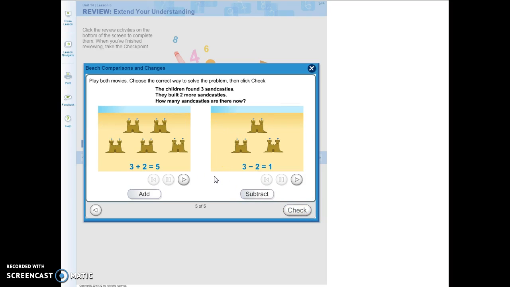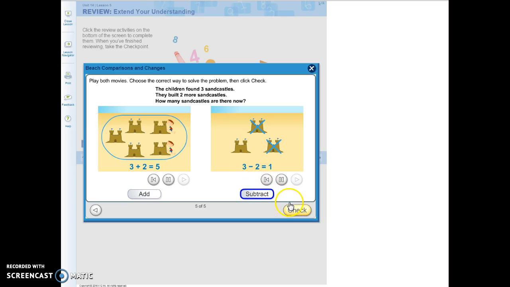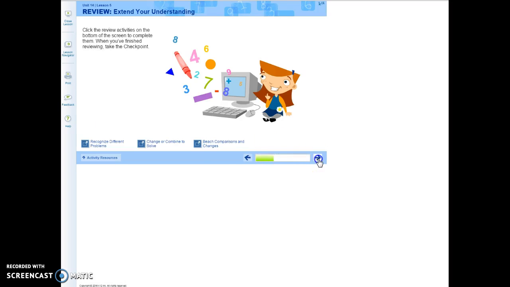Way to go. The children found 3 sandcastles. They built 2 more sandcastles. How many are there now? The amount changed by adding the 2 more the children built. There are now 5 sandcastles. The number of sandcastles changed by the waves taking away some sandcastles. There is 1 sandcastle now. We know we need to subtract. Oops, I'm sorry. They found 3 sandcastles and built 2 more, so we want to add. Good job, guys.